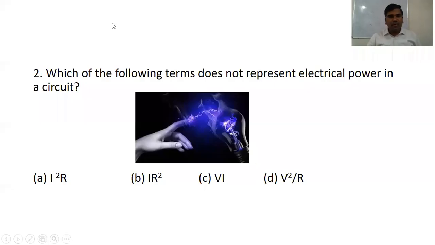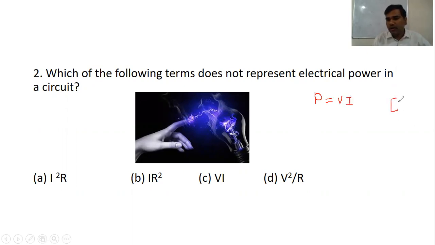So the second problem is here. Which of the following terms does not represent electrical power in a circuit? In electricity, we learned the concept of power. Power can be written as the product of voltage and current. We can see here power is equal to V into I.